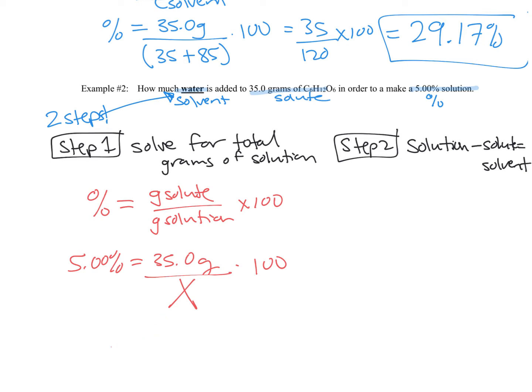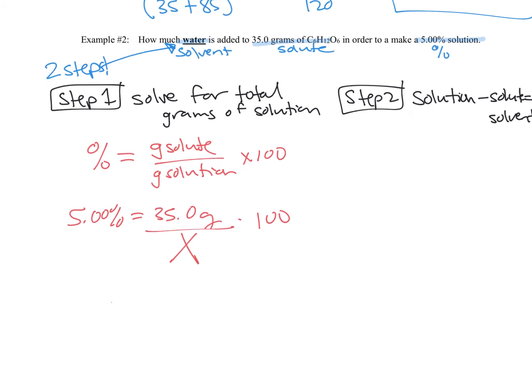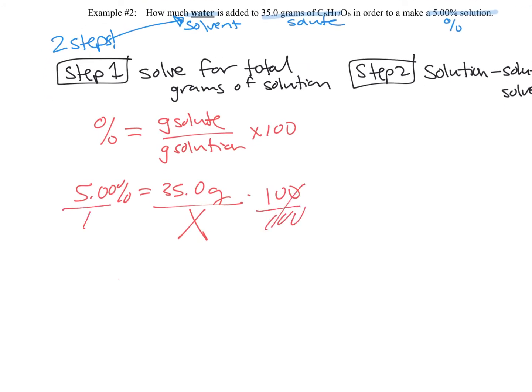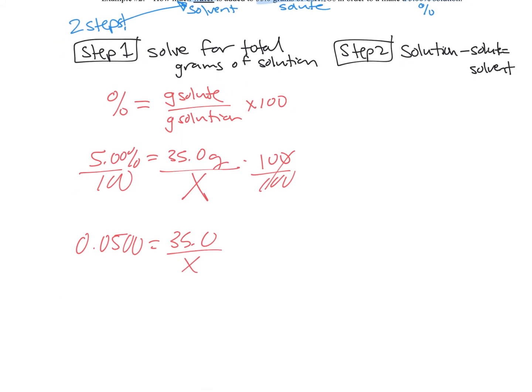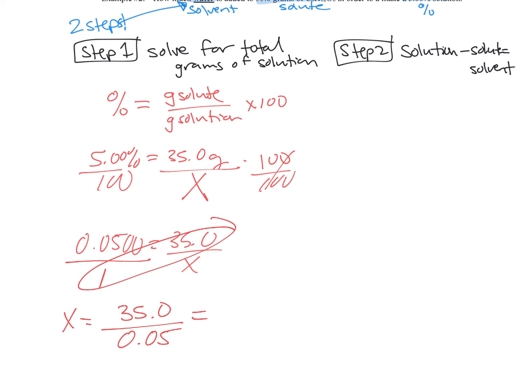All right, so I've subbed in what I know. I'm going to now try to solve for X, and so I'll first divide each side by 100 and get 0.05 equals 35 over X. Because X is on the bottom, we need to get it to the top. I personally like to make a fraction, so I put it something over 1 because it doesn't change the value, and then I cross multiply and divide. So 35 times 1 is 35, divide by 0.05, that is going to give me the value of X, which is 700 grams.